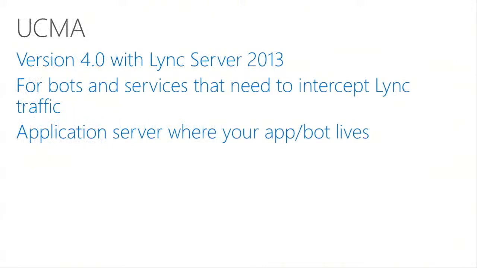So UCMA stands for Unified Communications Managed API, and version 4 is where it's at with Lync Server 2013. And this is for things like bots and services from an infrastructure perspective that need to intercept Lync traffic. So if you've got something that on the back end needs to look for particular Lync traffic and then sit in a conference or fire off to look at an Exchange mailbox and things like that, this is where UCMA will be used. And that app or bot that you write to leverage UCMA will sit on an application server within the Lync topology.